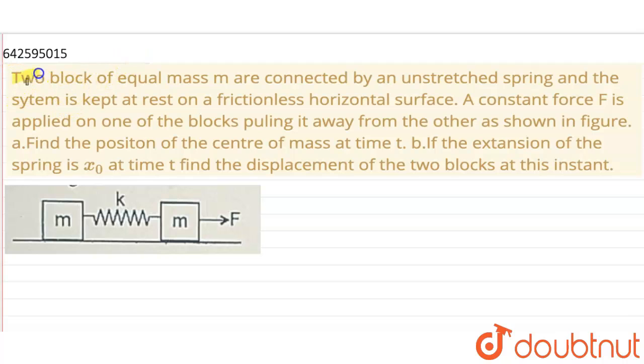Hello everyone. So the question is, two blocks of equal mass small m are connected by an unstretched spring and the system is kept at rest on a frictionless horizontal surface. A constant force F is applied on one of the blocks, pulling it away from the other as shown in figure. A. Find the position of center of mass at time t. B. If the extension of the spring is x0 at time t, find the displacement of two blocks at this instant.